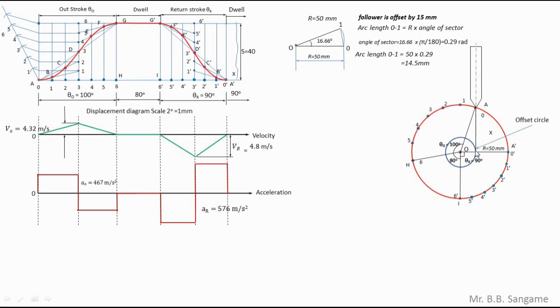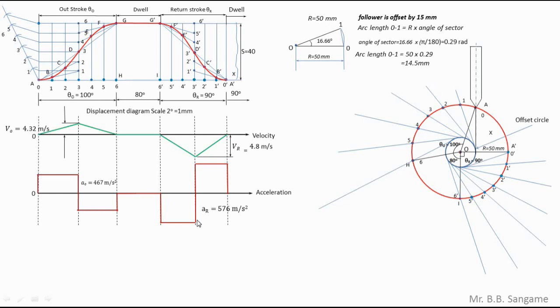Next, I'm going to draw the stroke lines. This is the first stroke line, in black color, which is tangent to the circle and passes through the center of the follower. Similarly, I'm going to draw the second stroke line from point 1, similarly from 2, and 3. Make sure that the stroke line is tangent to the offset circle. Similarly 5. Similarly from point 6 dash, 5 dash, 4 dash, 3 dash, 2 dash, 1 dash, and 0 dash. Finally I have drawn the stroke lines from every point.